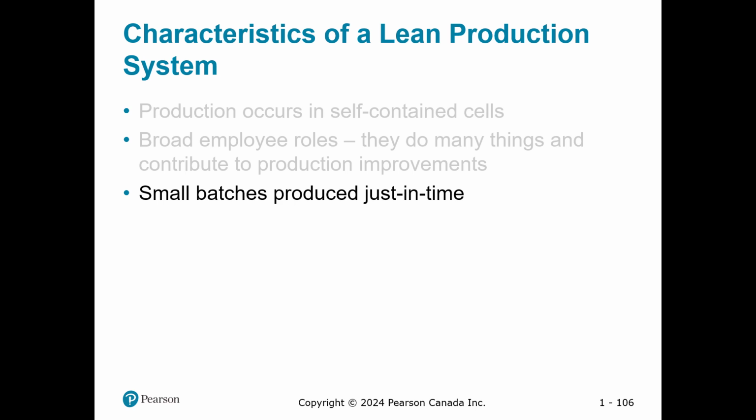Things are produced in small batches just in time for production. So we're going back to that part of the factory that produces those bumpers. They're only going to produce bumpers for cars that are already on the conveyor belt being produced. They're not going to stockpile anything. They're going to produce just in time to put on the car.